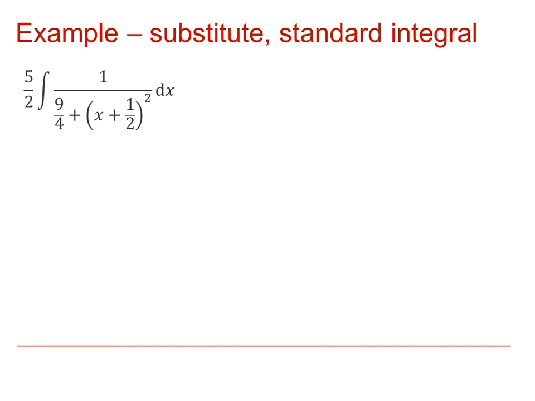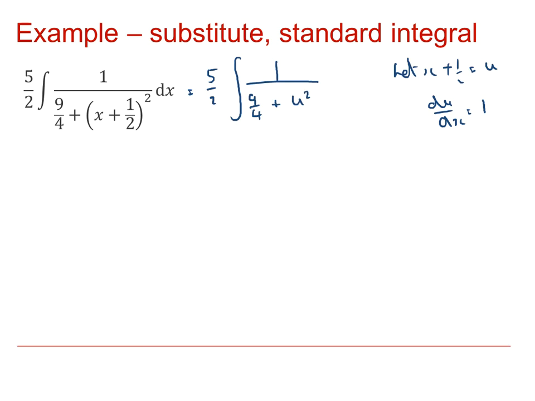So let's do that now then. If we make the substitution, if we let x plus 1/2 be equal to u, then du by dx is equal to 1. So making that substitution gives us 5 over 2 integral 1 over 9 over 4 plus u squared du.